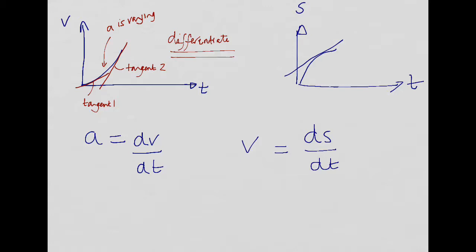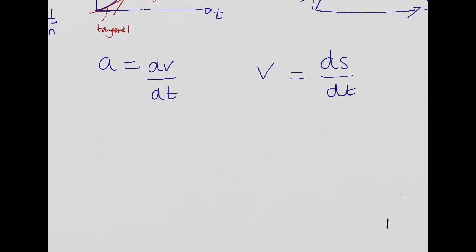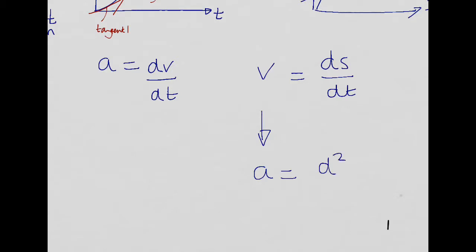And putting this together, therefore, if I had my velocity and I've actually found it by differentiating my displacement function, then I can also go and say, well, my acceleration would be the second differential of that function. And this is the key part that you need to know.